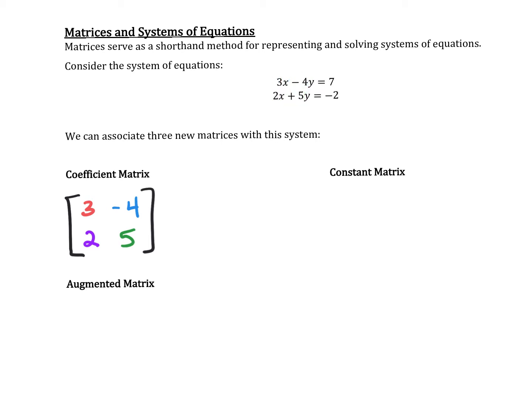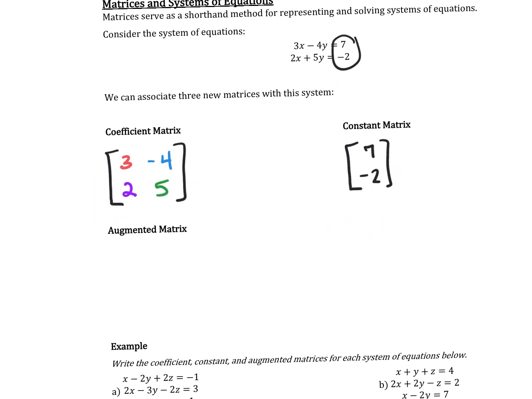Now, a constant matrix is everything that's on the other side of the equal sign. In this case, our constants are going to be these values back here. So it's just 7 and -2. And notice that the constant matrix itself is just a column matrix. It's a column, right?